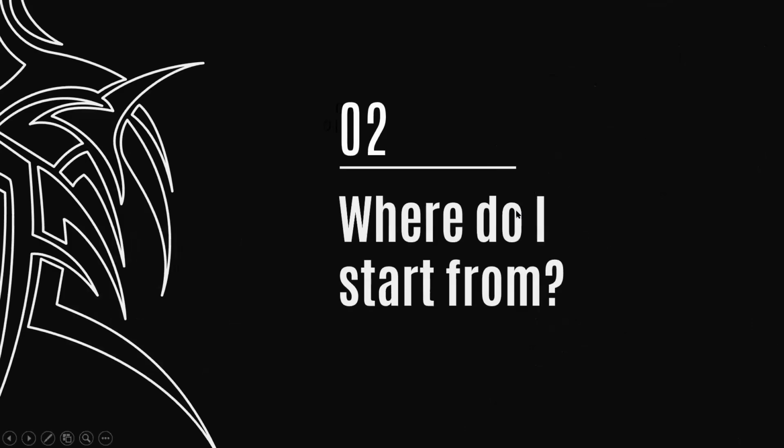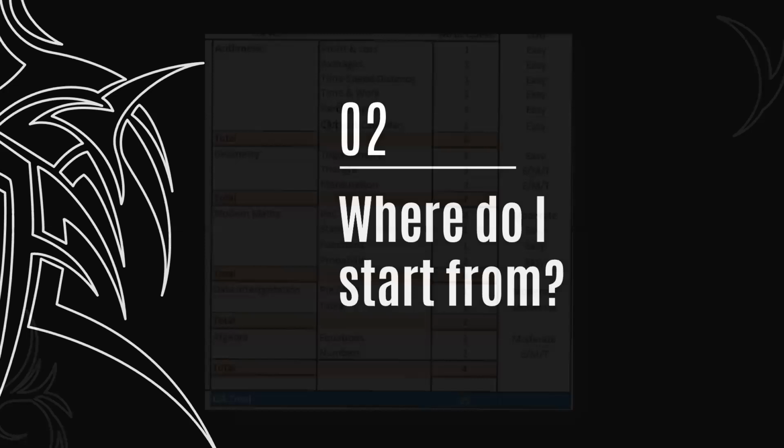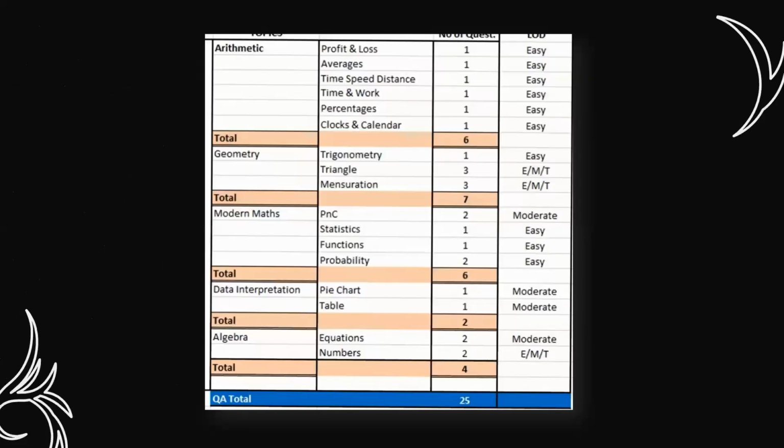So coming to the main topic, where do I start from? This is the analysis of quants. I have not done it myself, I have taken it from the net, but roughly last year also this was the paper pattern of quants, in which, just like any other paper, arithmetic, algebra and geometry were the most dominating sections of the whole paper. And you could see that most of the questions are easy to moderate. Rarely could you find any in the tough bracket.